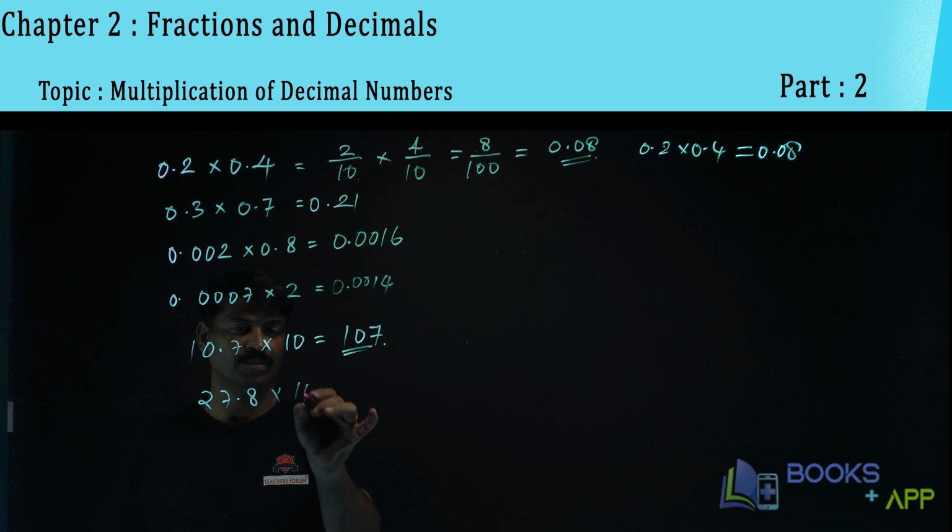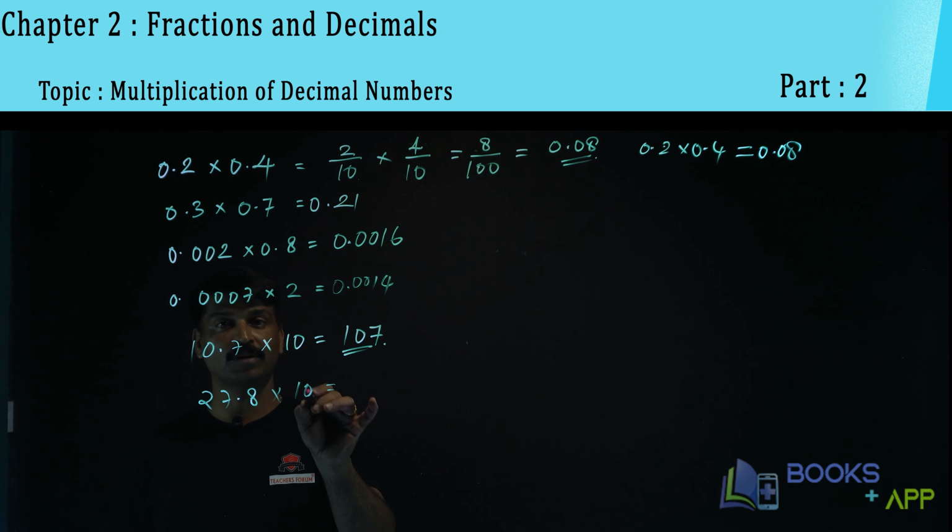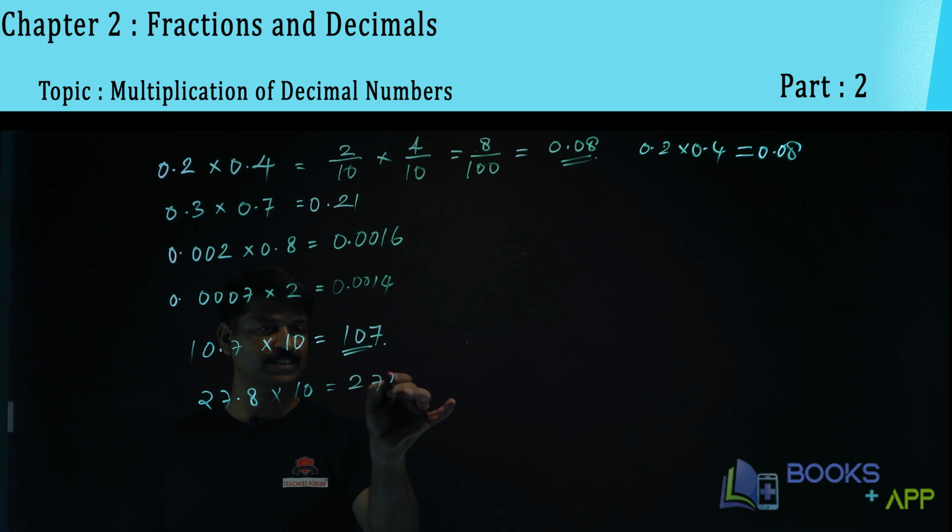27.8 into 10. Can you tell me what the answer is? Yes, you are multiplying by 10. So 1 zero. So this point will jump here. So the answer is 278.